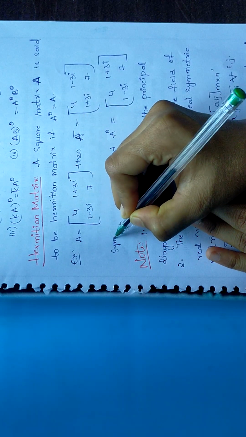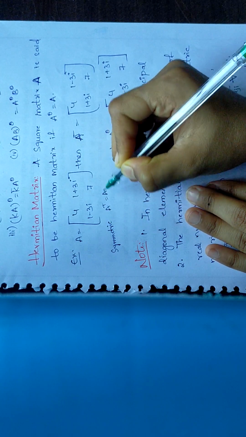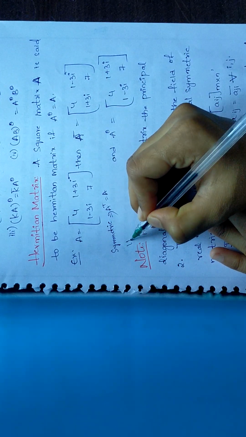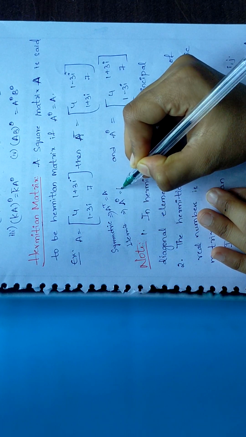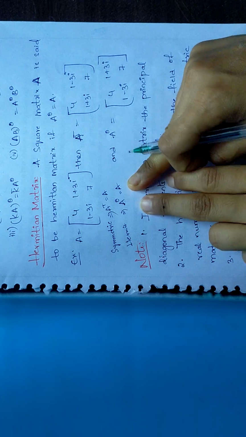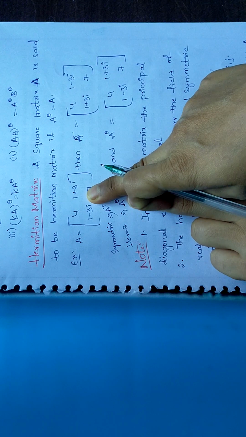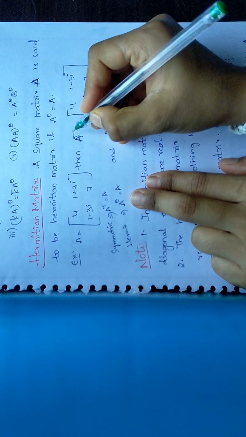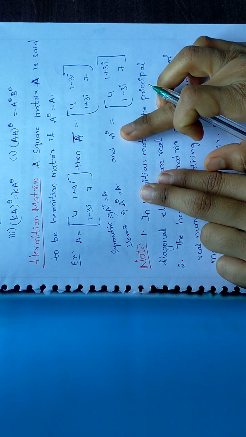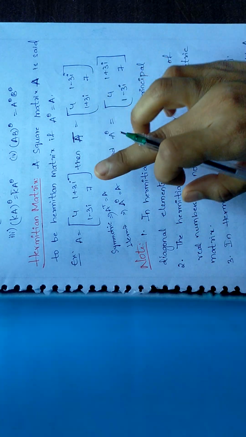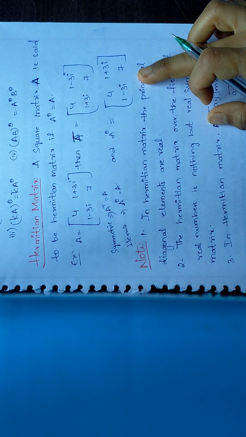For symmetric, it's A transpose equal to A, then we say it is symmetric. For Hermitian it is A power theta equal to A. This is the condition. How will we find A power theta? First, for the given matrix we have to find the conjugate, that is A bar. After finding A bar we will find A power theta. If A and A power theta are the same, then we say that particular matrix is a Hermitian matrix.